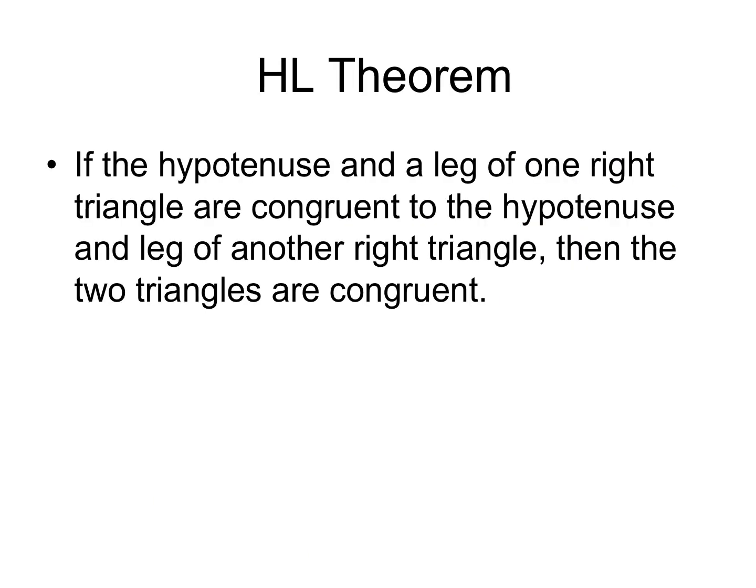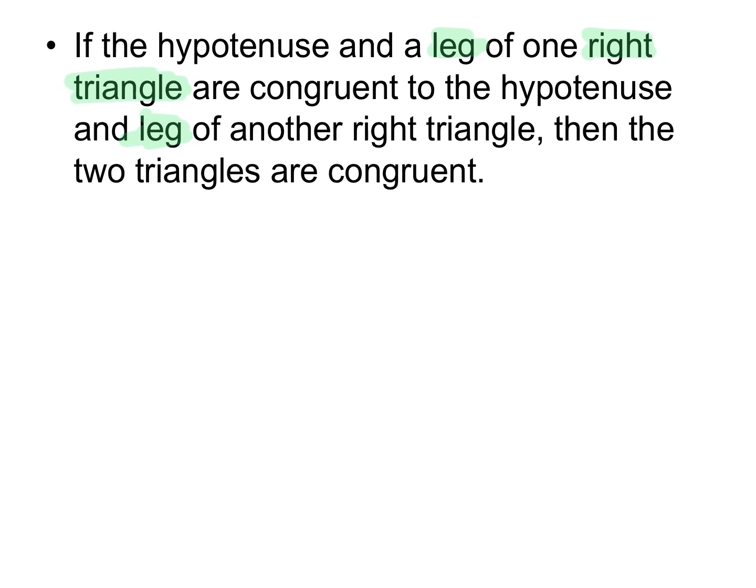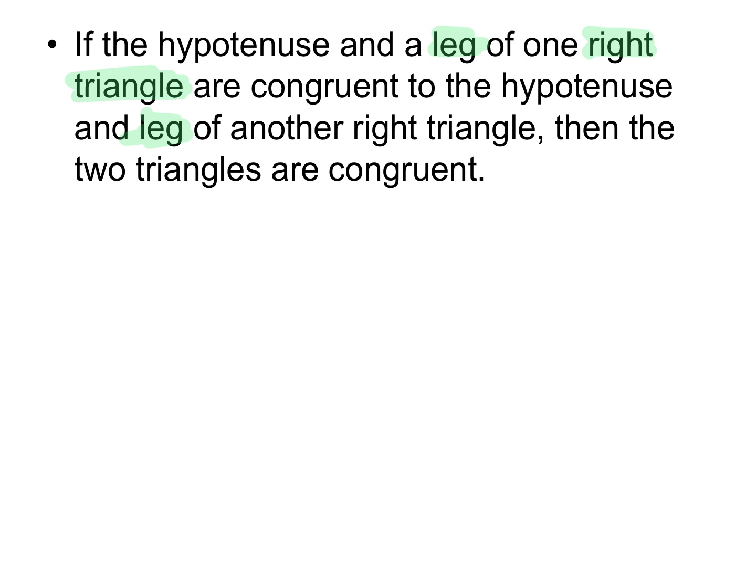All right, hypotenuse leg theorem. What this says is, if the hypotenuse and a leg of one right triangle are congruent to the hypotenuse and leg of the other right triangle, keep in mind it says leg, not legs, then the two triangles are congruent. Also, it states a right triangle. Okay? So, looking at this, what could this mean? I'm going to draw it out just so you could understand it a little better. If I have two right triangles, which they told me they're right triangles.